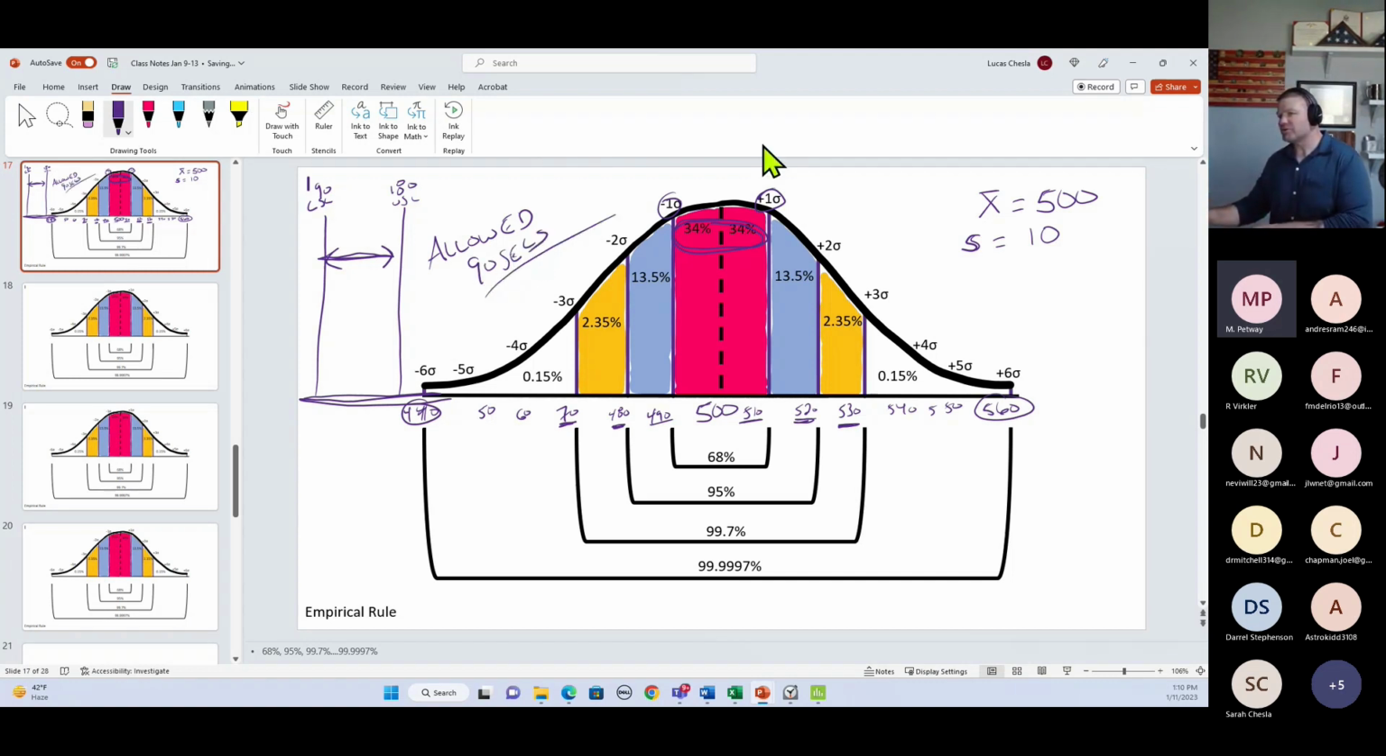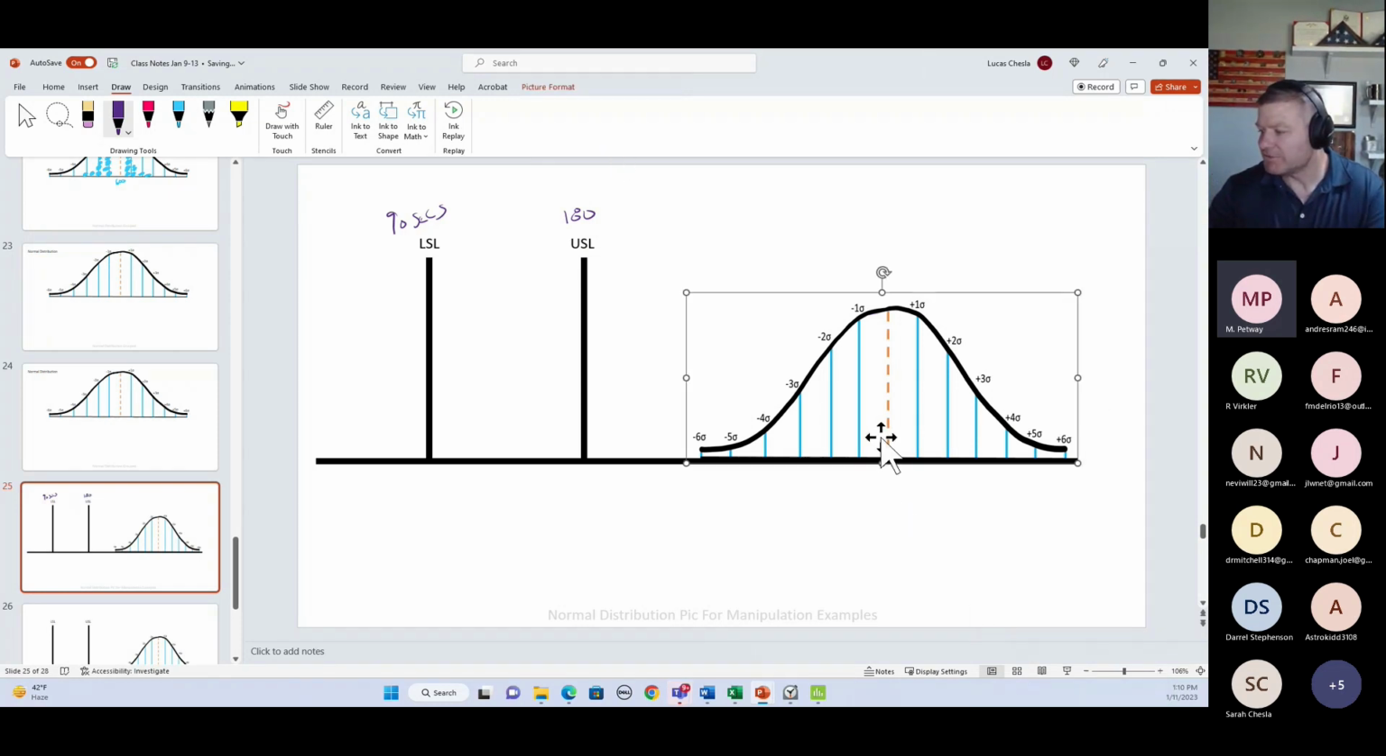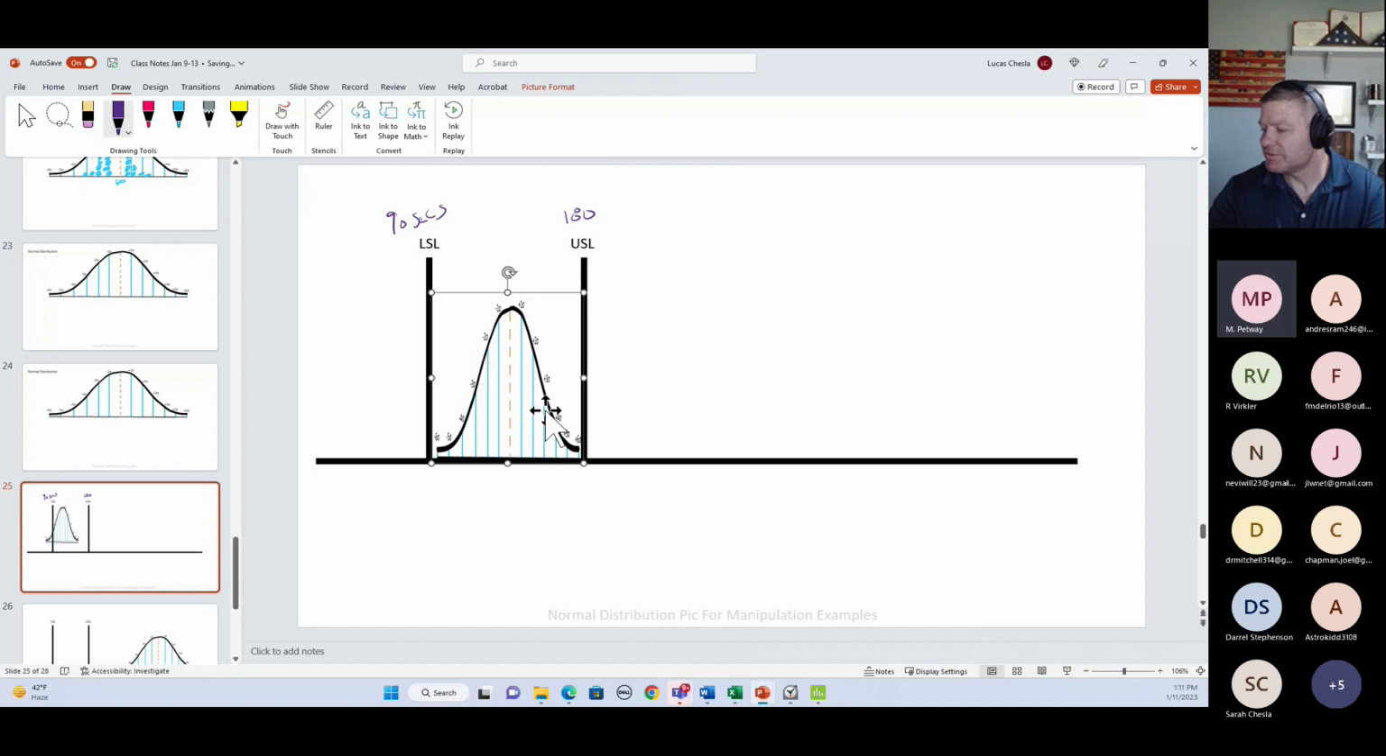But yet, what's the distance between 440 and 560? 120, right? So would we be able to fit all 6 sigmas between the upper and lower spec limit? This is where it gets really important, where I really need feedback. Could I fit all those in there? Let's do another look at it. I got 90 seconds, and I got 180. If I were to move this data set over, would all 6 sigma above and below the mean fit in there? Would it look like that?